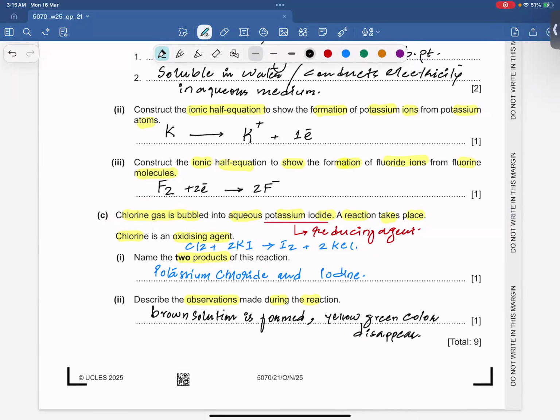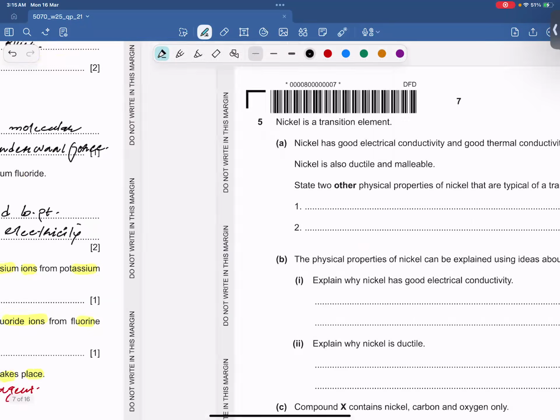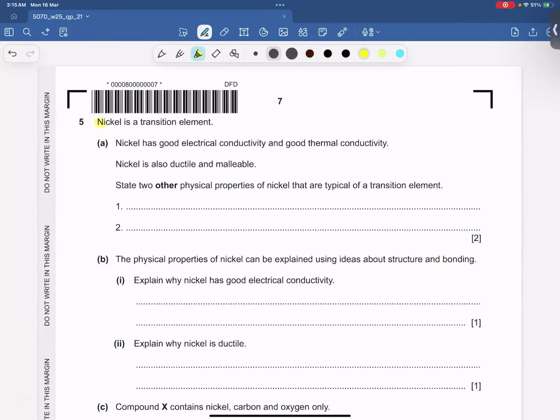Let's move on to the next question. Nickel is a transition element. Nickel has a good electrical conductivity and good thermal conductivity. Nickel is also ductile and malleable. State two other physical properties of nickel that are typical of transition elements. The examiner is looking for the typical property of a transition element. So nickel acts as a catalyst. Nickel forms colored compounds. Nickel shows variable oxidation state.